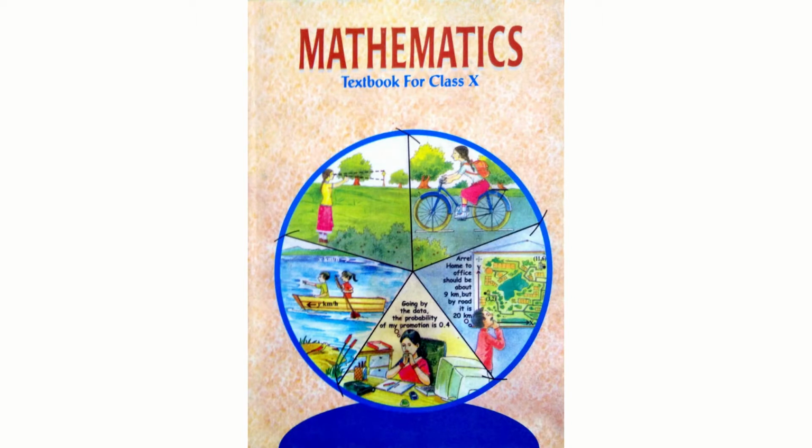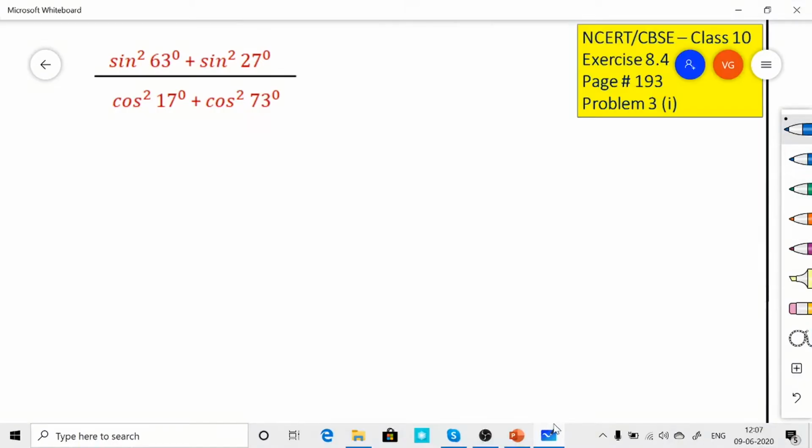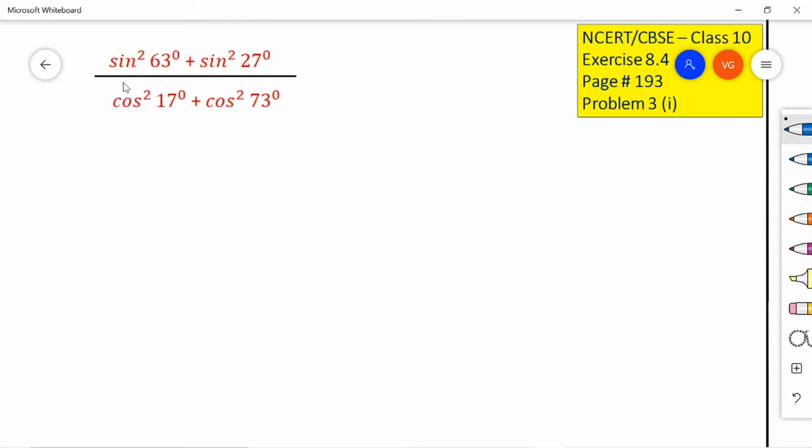I am going to solve CBSE NCERT textbook for class 10 with a detailed explanation for all the chapters. This is the third problem in exercise 8.4. It has two subsections and the first subsection is like this. Solve sine square 63 degree plus sine square 27 degree divided by cos square 17 degree plus cos square 73 degree. Here in this problem we have to use both the complementary angles as well as identities.